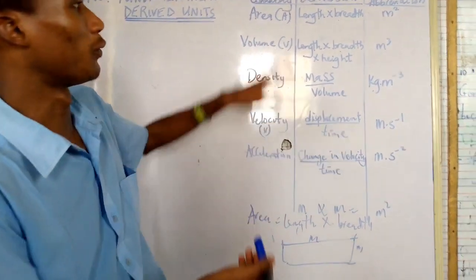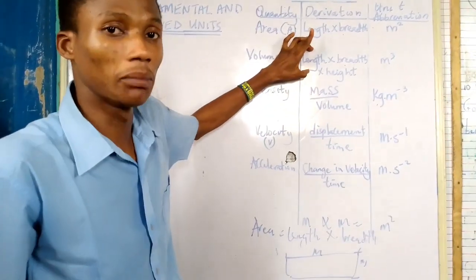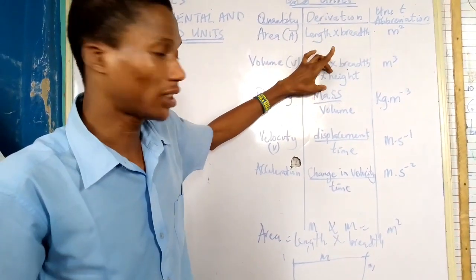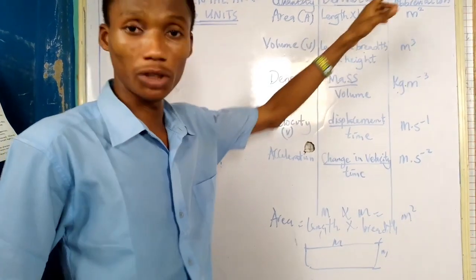The same thing goes with volume. Volume, that's length times breadth times height. Length is in meter, breadth is in meter, height is in meter. So you're having M times M times M, that's M cubed, M raised to power 3.